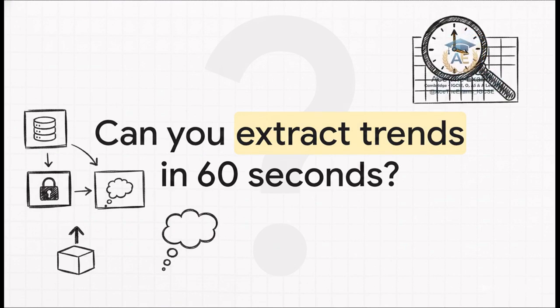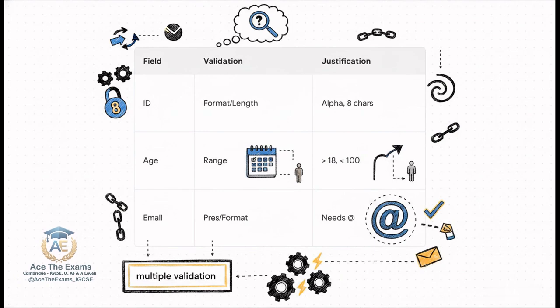I want you to imagine you are sitting in the exam hall right now. The clock is ticking down, the invigilator is walking the aisles. You have exactly 60 seconds to scan the provided table and extract the core relationships. You need to look for the connection between the data field, the validation required, and the justification. Remember, we aren't just looking for the what here, we are aggressively hunting for the why. Get ready. Take a really close look at this data structure.